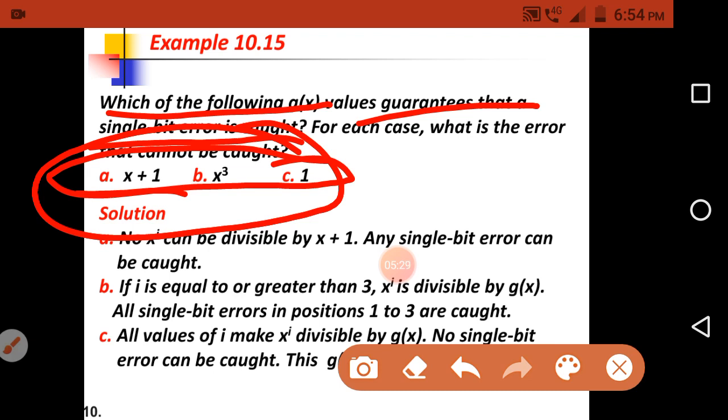It must contain at least two terms, and the coefficient of x raised to 0 must be 1. If the generator is in this form, then it will guarantee that it detects the single bit error. So you need to check these three generators, whether they are in the form where the last x raised to 0 coefficient must be 1, and it contains at least two terms.